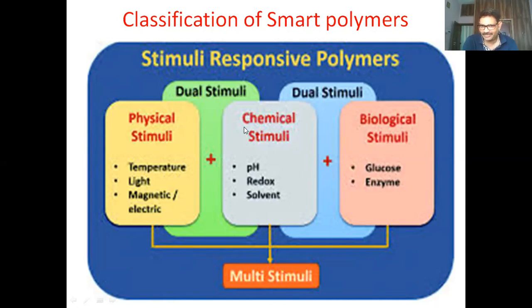Sometimes they may respond to a combination of both stimuli. So dual stimuli we normally call either physical or chemical, chemical or biological, or physical or biological. Mostly we have dual stimuli also. So smart polymers are classified as physical stimuli, chemical stimuli, and biological stimuli smart polymers, and to some extent even dual stimuli smart polymers.